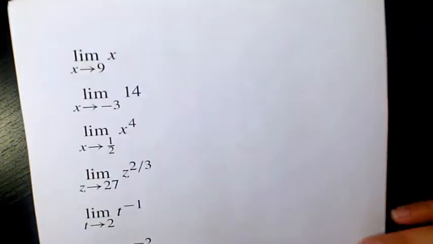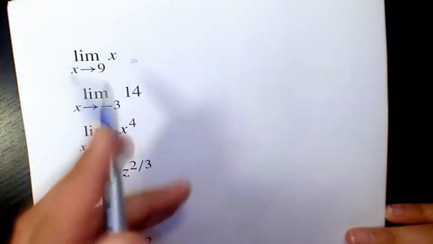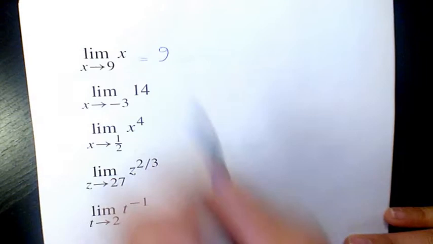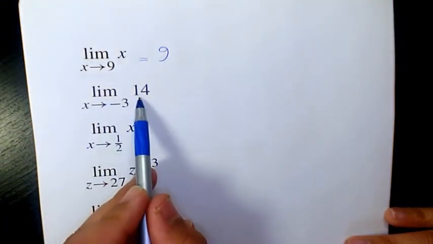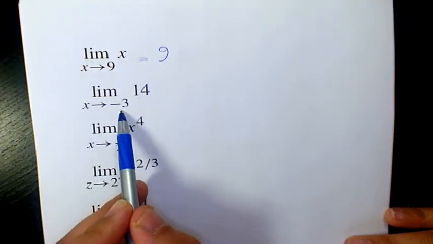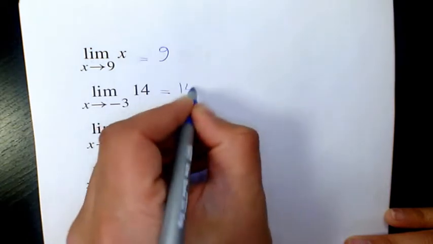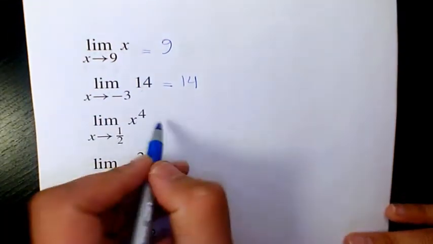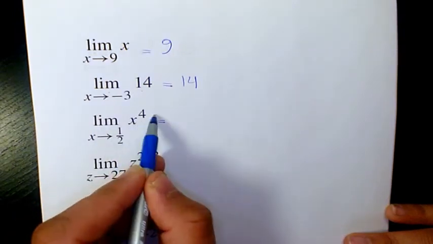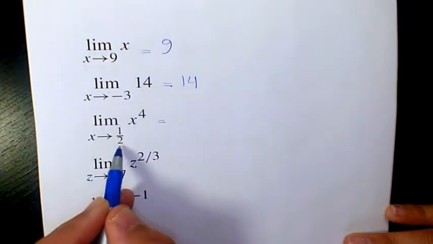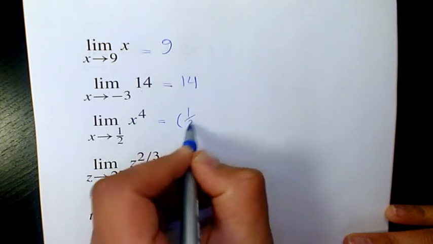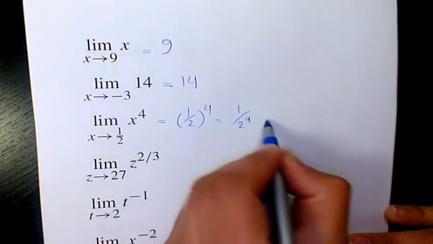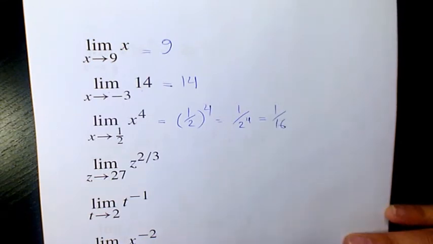Let's see some other examples. Limit of x when x approaches 9 definitely is going to be 9. Limit of 14 when x approaches negative 3. Since this number is not changing, it is going to remain as 14. Limit of x to the power 4 when x approaches 1 over 2. It is going to be 1 over 2 to the power of 4. That's going to be 1 over 16.